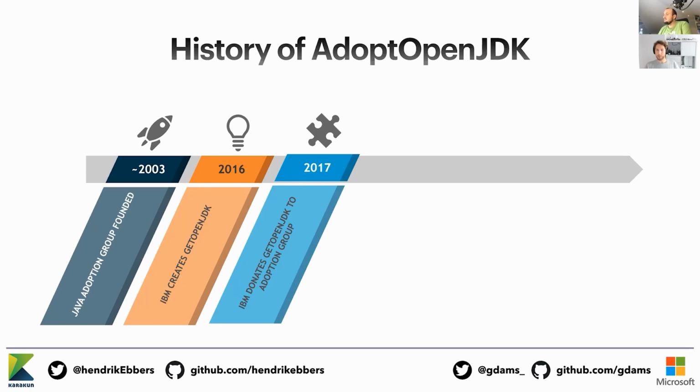And we would be able to support as many different machines as possible, so all these different distributions and architectures. And we'll cover that later. So going into 2017, IBM donated AdoptOpenJDK into the adoption group.